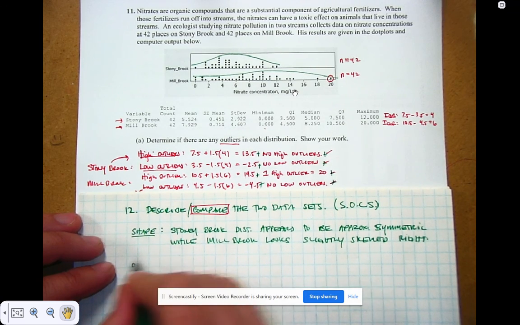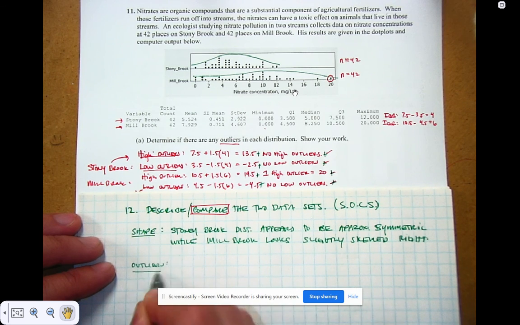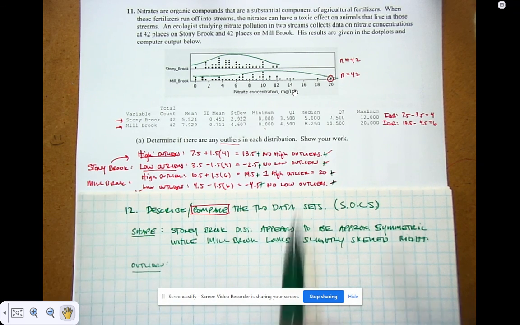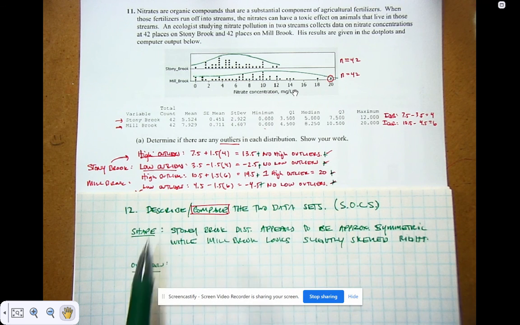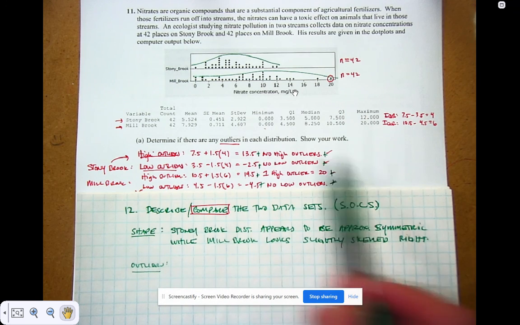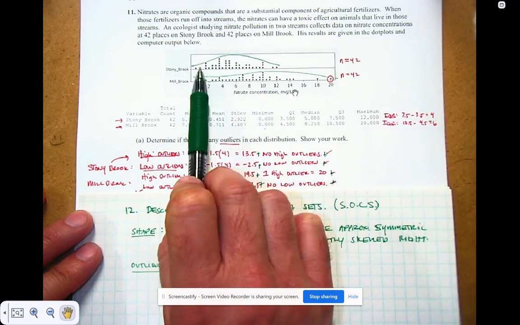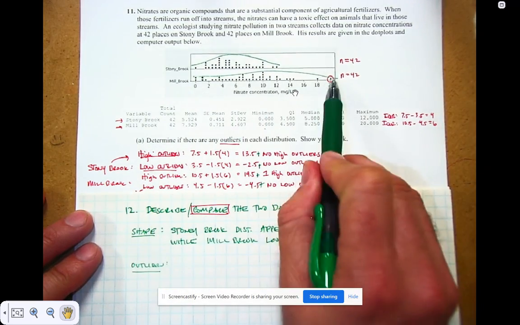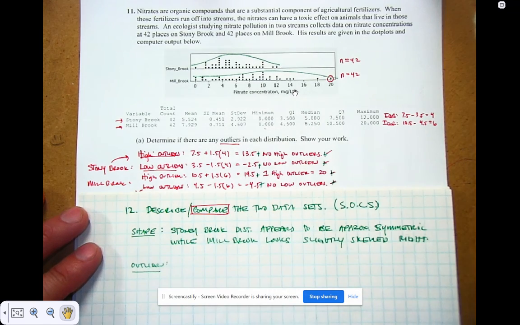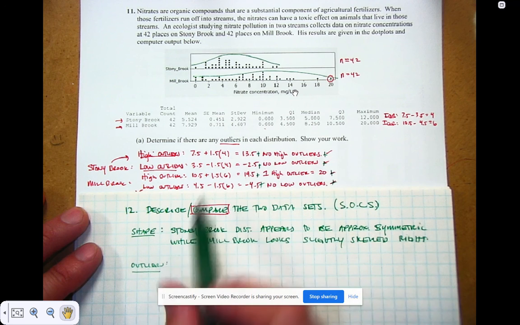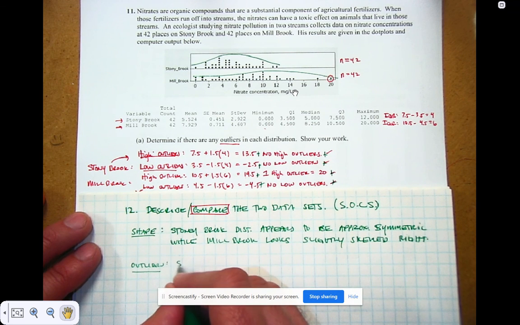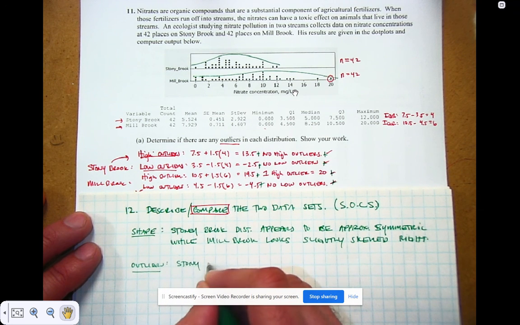The next part of your acronym is the O for outliers. Well, guess what? We just found outliers, but let's say hypothetically that these two problems are different. Okay, and so let's assume that we haven't done our actual calculations for outliers. This one doesn't appear to have any, but Millbrook has two extremely high values, so we're going to say those are possible.